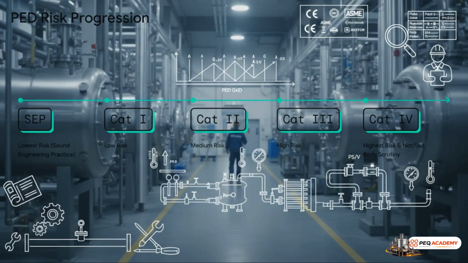At the very bottom, the lowest risk stuff is called sound engineering practice, or SEP. But as that stored energy and fluid danger start to go up, you start climbing the ladder, up to category I, then II, III, and all the way to the top at category 4. And the higher you climb, the stricter the rules get, and the more likely you'll need a third-party inspector, a notified body, looking over your shoulder.